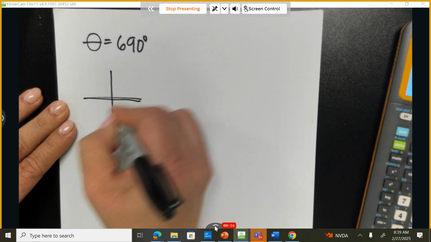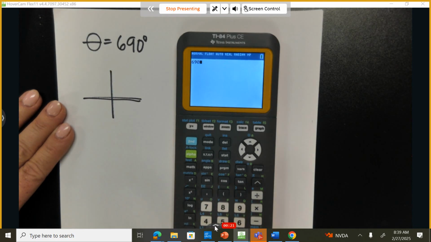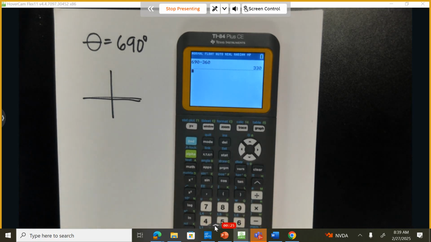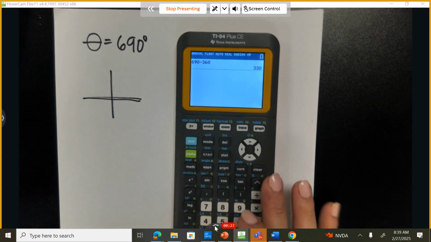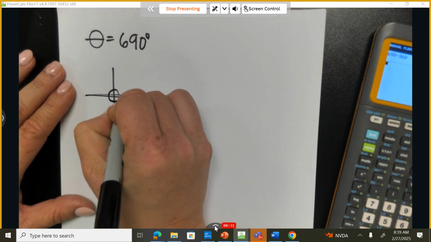I know once around a circle is 360. So I'm going to take 690 minus 360, which is once around a circle, and that tells me I need to go once around and then end at 330. Okay, so once around, and now I need to go to 330.